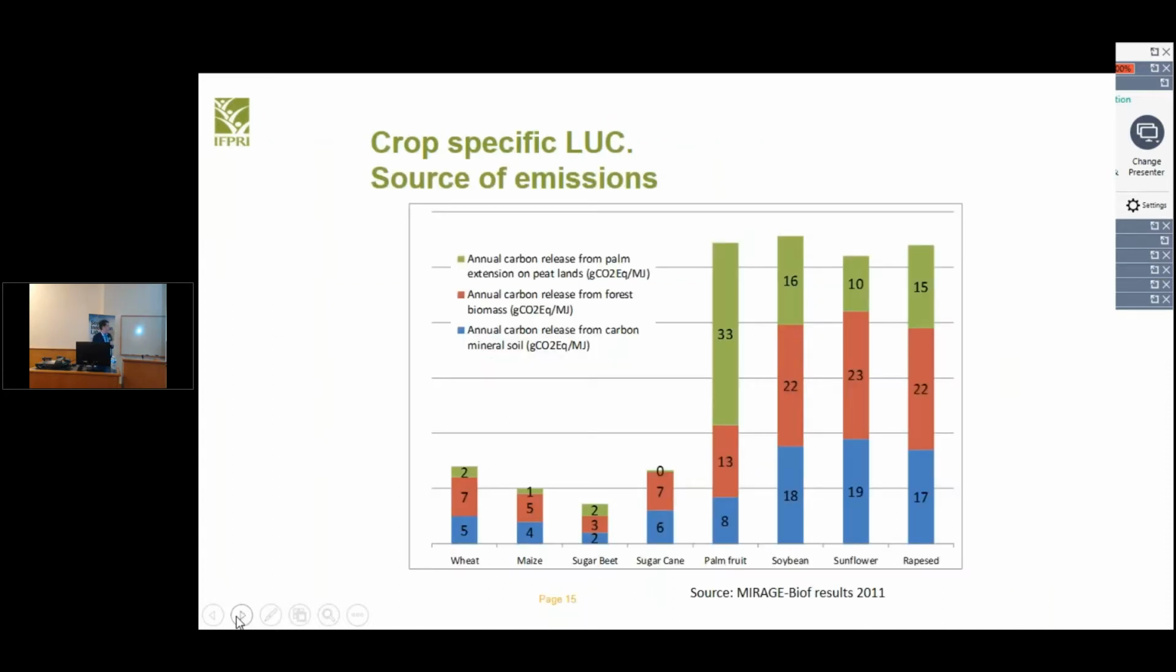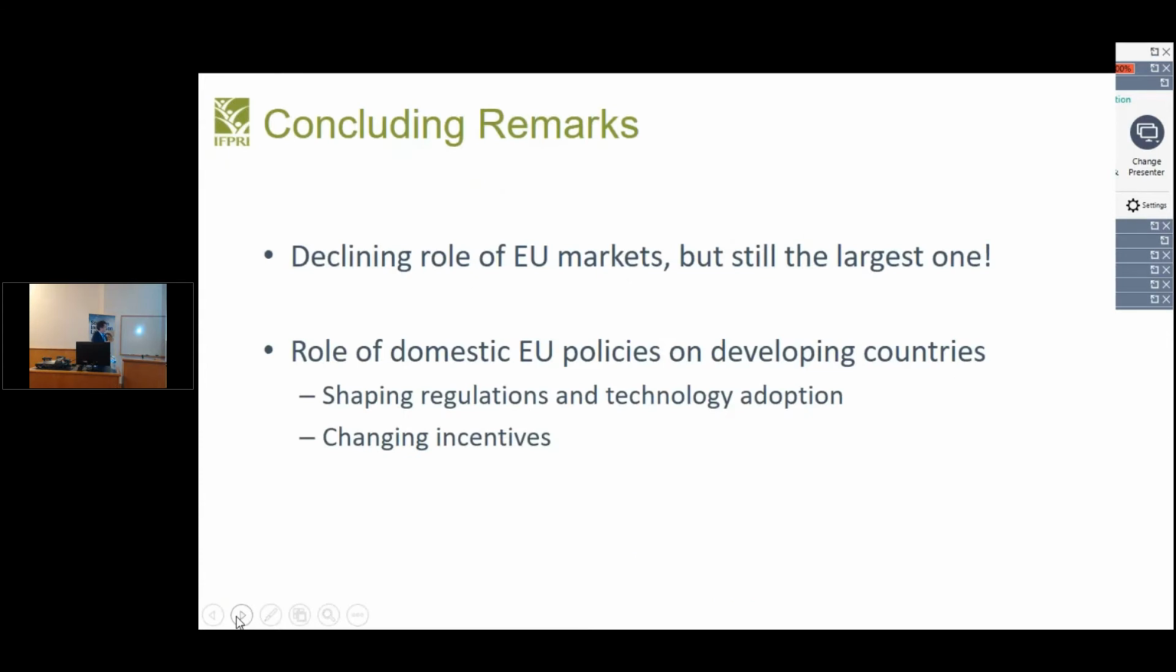Of course, all the different feedstocks have different patterns in terms of where the emission comes from and the total land use. So ethanol crops were performing better than biodiesel crops. Unfortunately, Europe needs much more biodiesel than ethanol. So because time is running, I'm going to conclude.